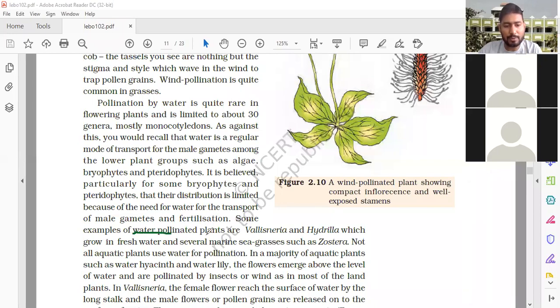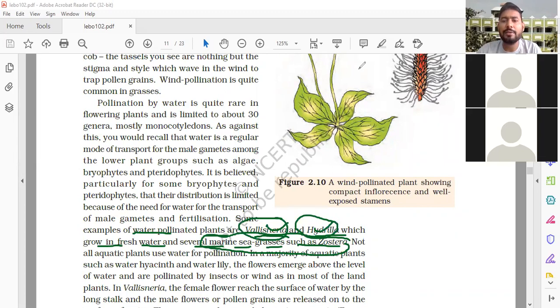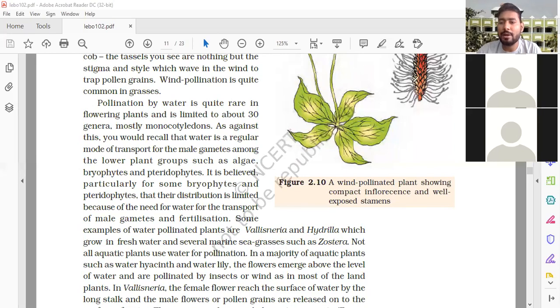Some examples of water pollinated plants are Vallisneria and Hydrilla, which grow in fresh water, and several marine sea grasses such as Zostera. Zostera is a sea grass. Vallisneria and Hydrilla show hydrophily type of pollination, which means the pollination is carried out by the water current.